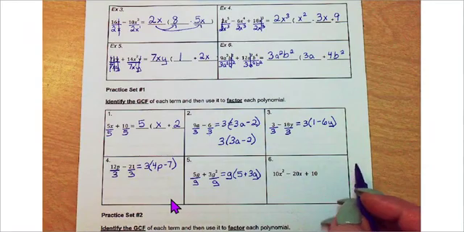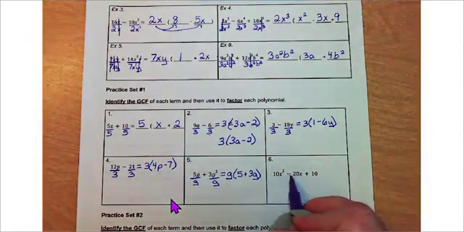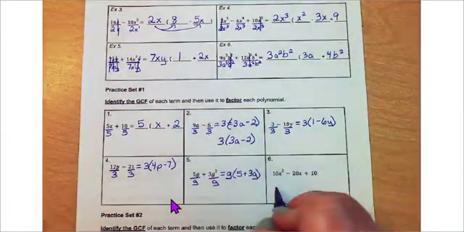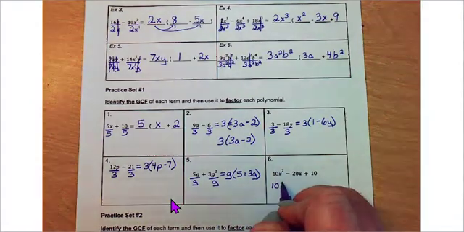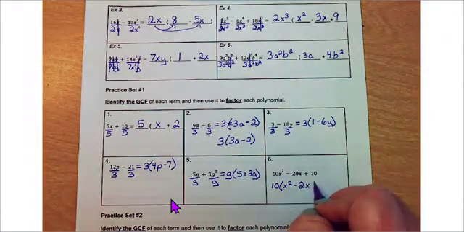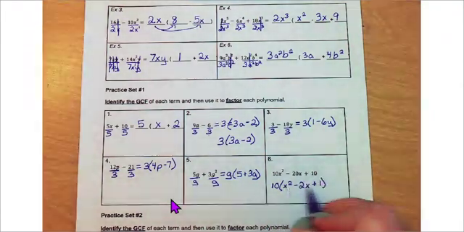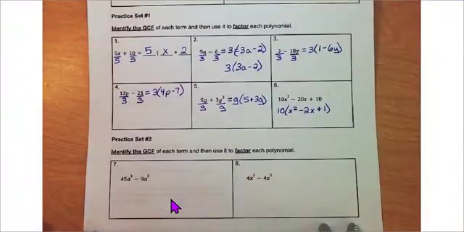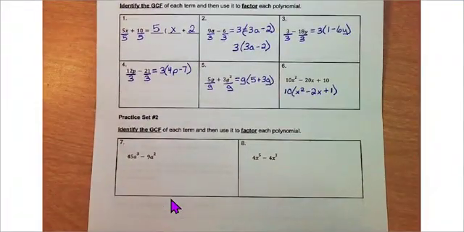All right, look at this next one. 10x squared minus 20x plus 10. Again, the biggest thing I can factor out is a 10. So that's going to be x squared minus 2x plus 1. Again, you're in your simplified form. All right, let's keep going. These are going to gradually get a little bit harder each time.